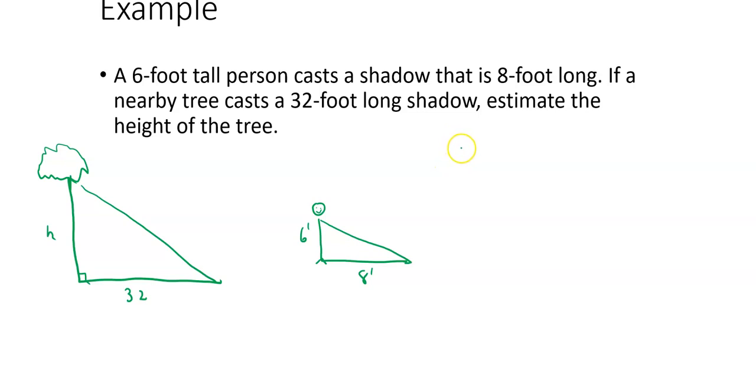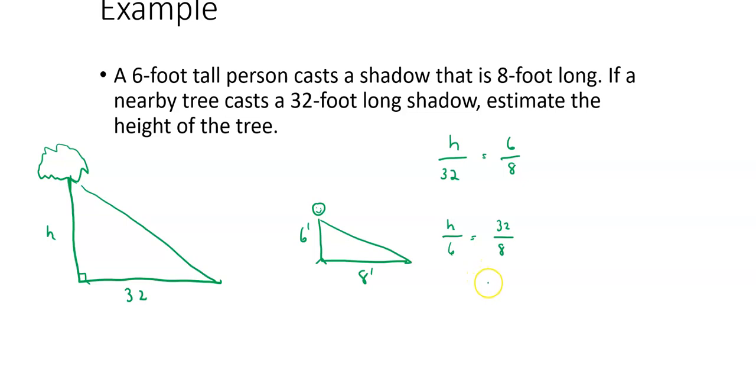How does my proportion work? You can set this up really in 4 different ways. Just be consistent. So if you want to do the height of the tree over the shadow of the tree, then you have to do the height of the person over the shadow of the person. But what if you wanted to do the height of the tree over the height of the person equals the shadow of the tree over the shadow of the person? Oops, sorry, I gave my guy a couple extra feet there. Height of the tree over height of the person equals shadow of the tree over shadow of the person.